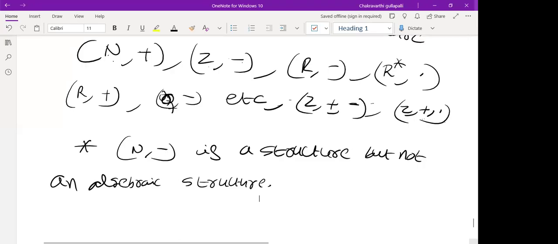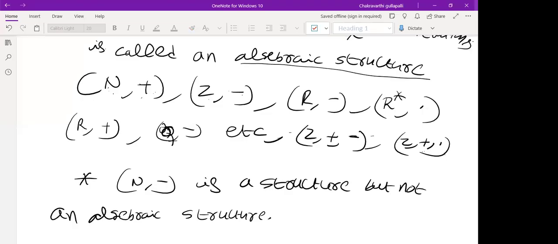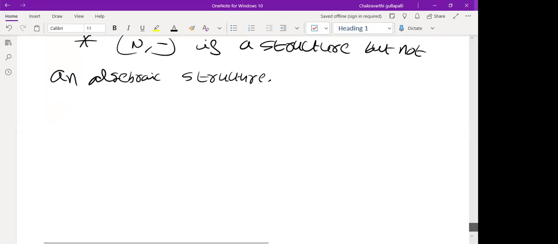Next, let us go for the axioms. The first one is satisfied. Whenever it is an algebraic structure, automatically with respect to plus it is going to be closed. Closure axiom means a plus b belongs to N for all a comma b. It will be unique also. Once the word algebraic structure is used, automatically it is closed as well as the output is unique. We have seen some structures where it is closed but not unique.